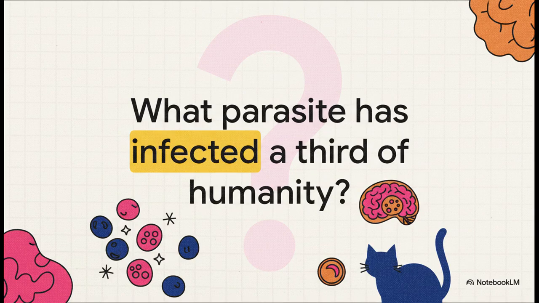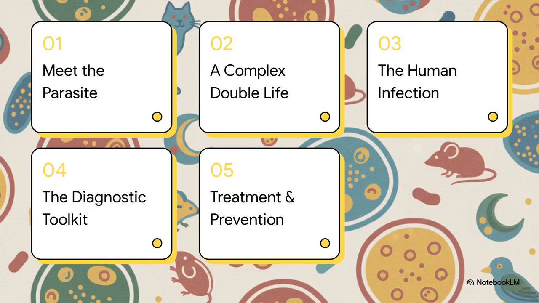This single-celled organism isn't just common, it's practically a textbook case of evolutionary success. In this explainer, we're going to break down its biology, its incredibly complex life, and its very intricate relationship with us, its human hosts. And to do that, we've got a pretty clear roadmap.